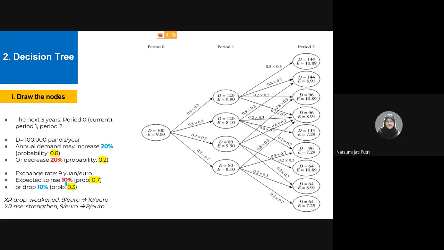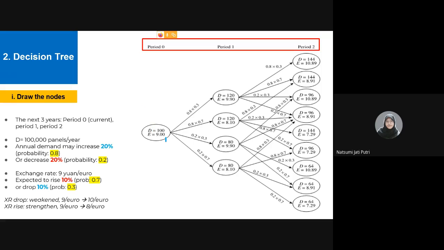For the exchange rate, we need to be careful. If it says that the exchange rate will drop, it means the yuan will be weakened. For example, 9 yuan per euro will become 10 yuan per euro, so it will add up. If the exchange rate will rise, it means that the yuan will become stronger. For example, 9 yuan per euro will become 8 yuan per euro, so it will decrease. Okay.